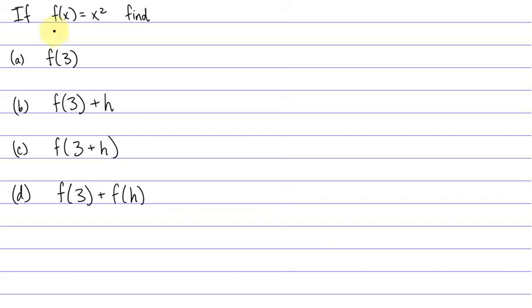Let's consider the function f of x equals x squared. And we'll find four things. First, we'll find f of 3, then we'll find f of 3 plus h, and then we'll find f of 3 plus h, and then we'll find f of 3 plus f of h. Now, all four of these can be done in any order, but we'll just do them in the order. So first of all, f of 3.